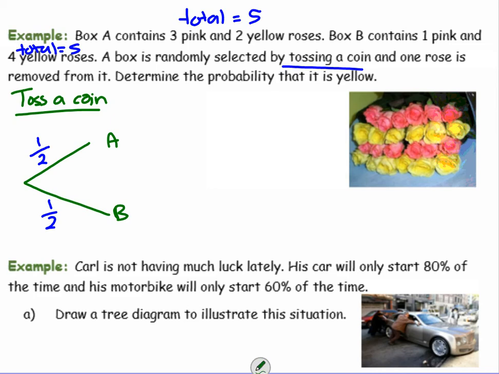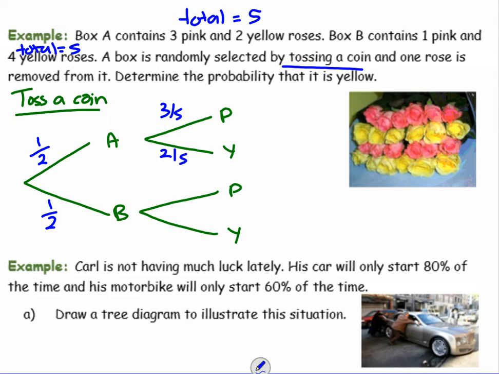The second outcome is picking the flower. So we've got either pink or yellow in box A. Box B also has just pink and yellow. And the probabilities for that. The first one, we've got 3 pink out of 5. So 3 out of 5 for that one. So yellow is 2 out of 5. Second box, box B, we've only got 1 pink out of 5 and 4 yellow out of 5.